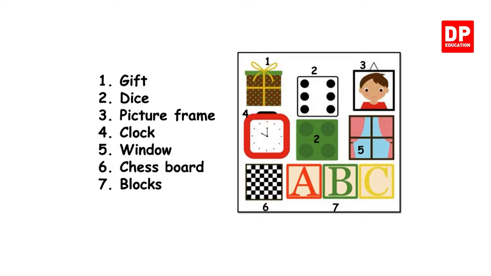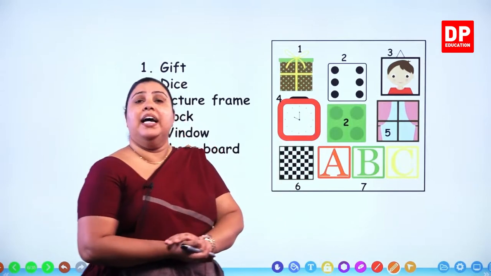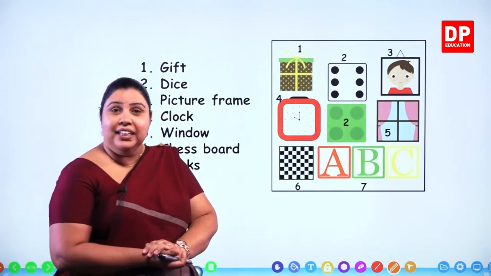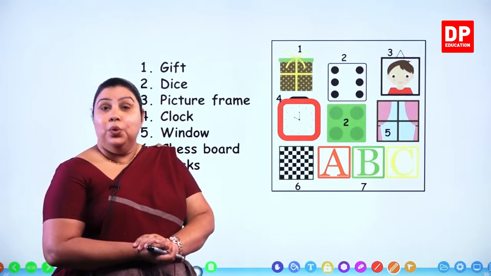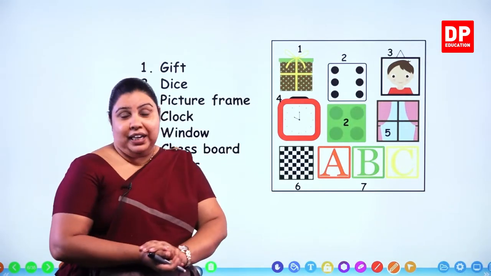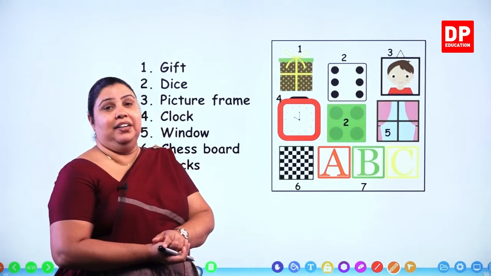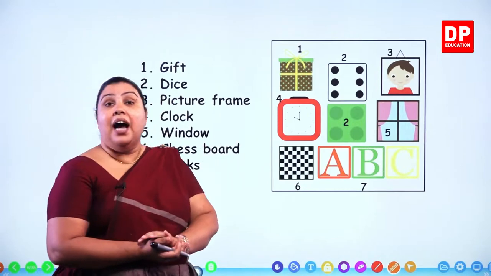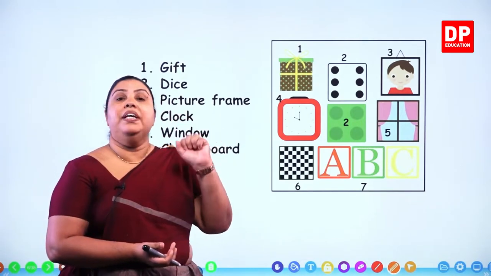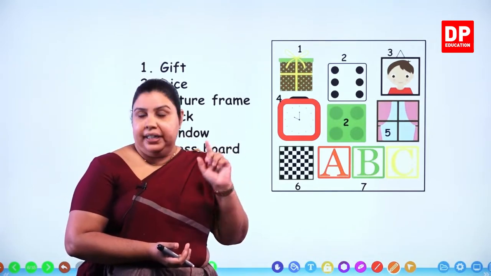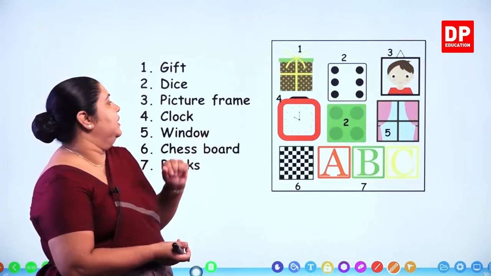It is the dice. What is a dice? When we play snakes and ladders, when we play Ludo, we use this. So in Sinhala we say dadu kate. So a dice always comes in the shape of a square. Right? So number 2 is the dice.